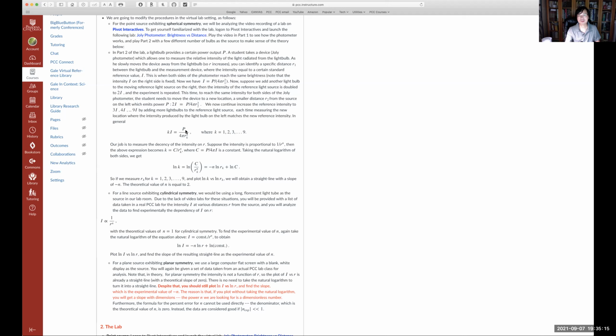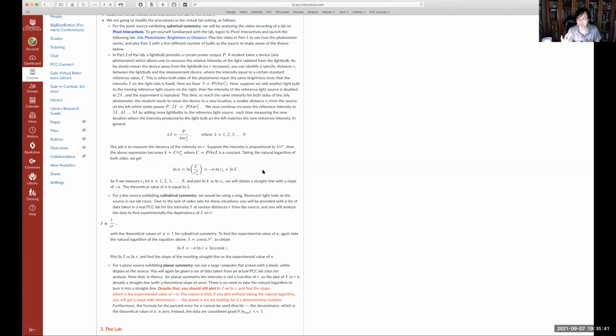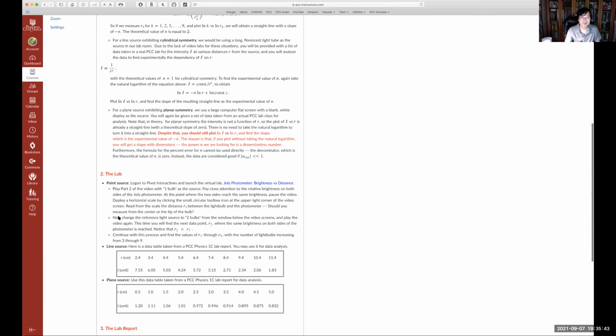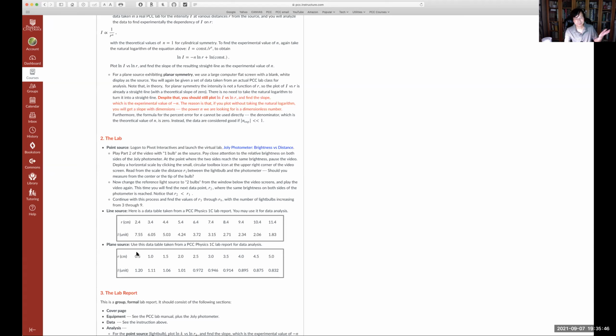And this N ideally should be negative 2, right? But in general, we just call it N. N should be equal to negative 2 ideally. When you do this plot of natural log of K versus natural log of R sub K, you can find that the slope ideally equals negative 2. See whether that's the case or not. So that is the only part where you have to take the data yourself. The other 2 parts, line source and plane source, you just go ahead and use these data to do the log versus log plot.